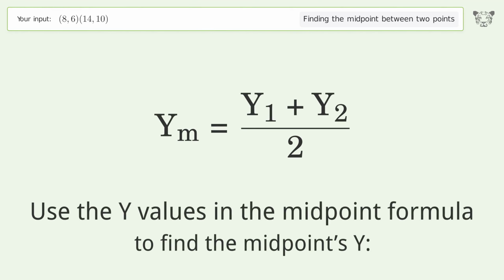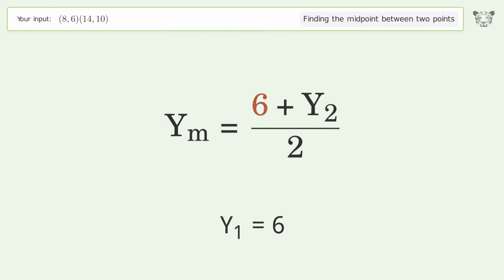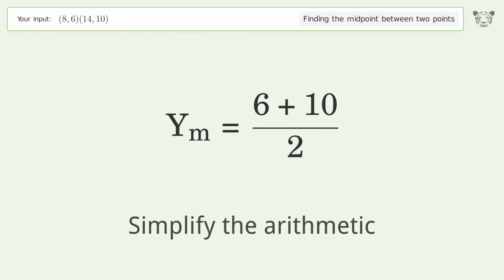Use the y values in the midpoint formula to find the midpoint's y. y1 equals 6. y2 equals 10. Simplify the arithmetic.